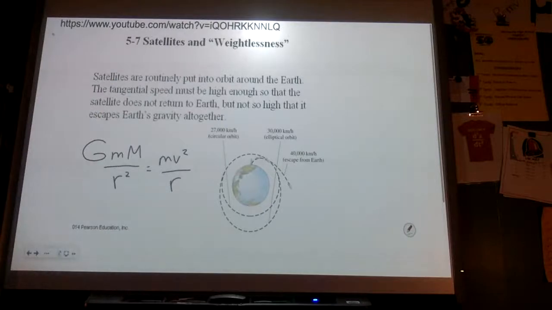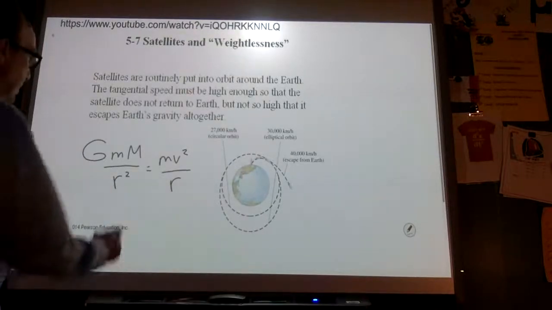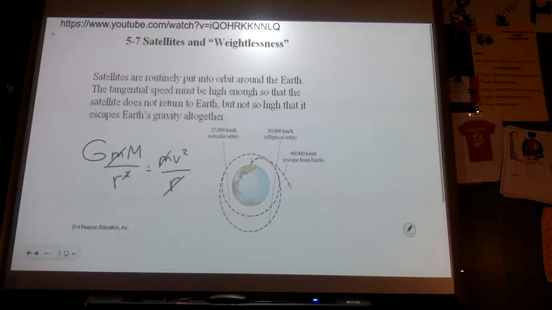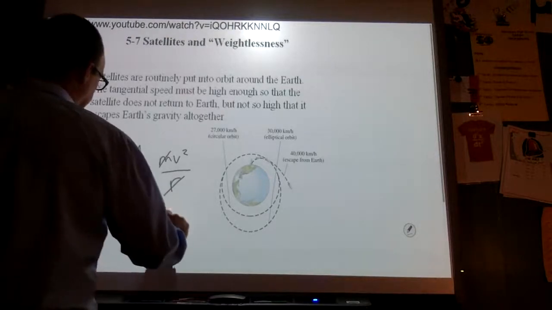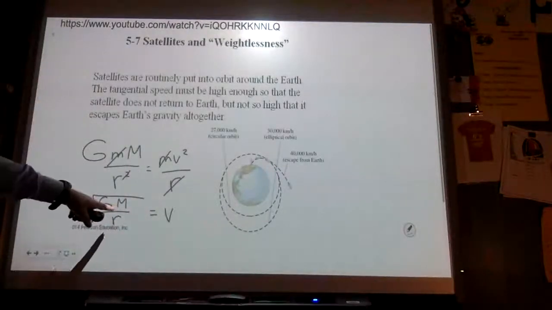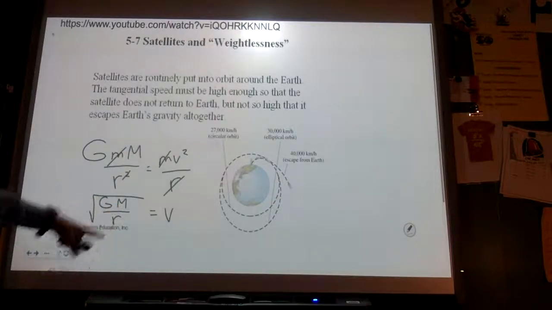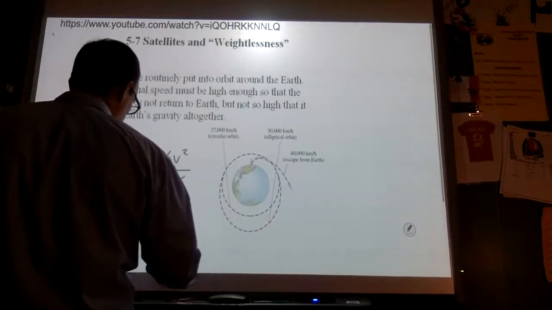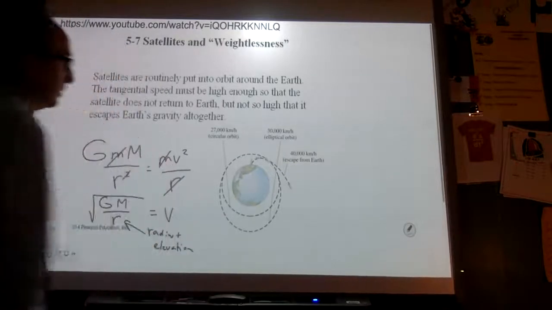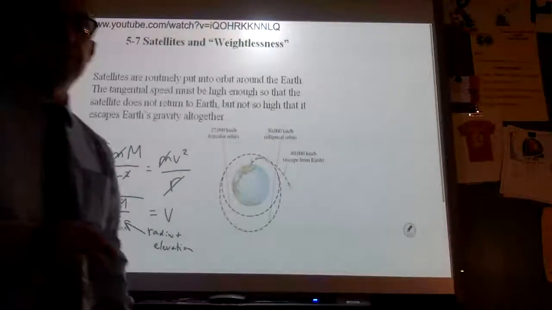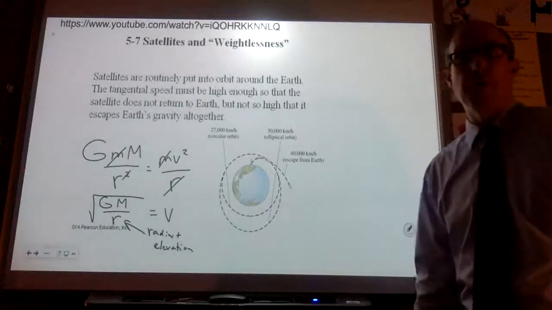Based on our two equations, right? We have our universal law of gravitation, and we have our centripetal force. We can cancel out the satellite, and we can cancel out one of the r's. And so what does our velocity need to be? It needs to be the square root of G times the mass of the Earth divided by how far we are from the center of the Earth. So this is going to be our radius plus our elevation.